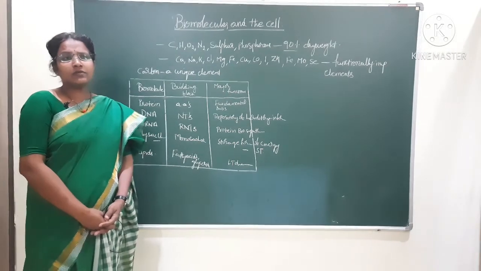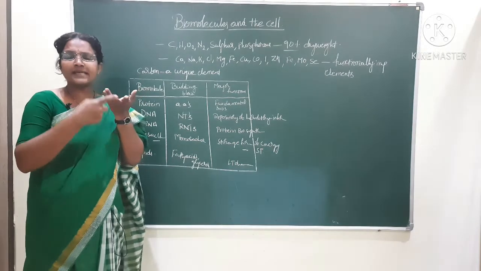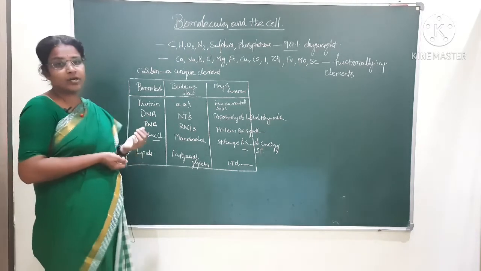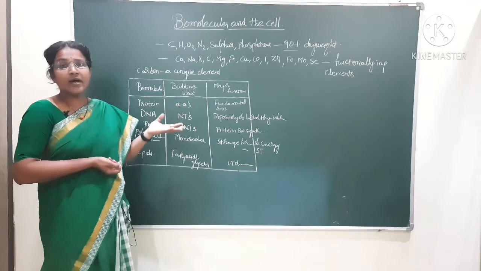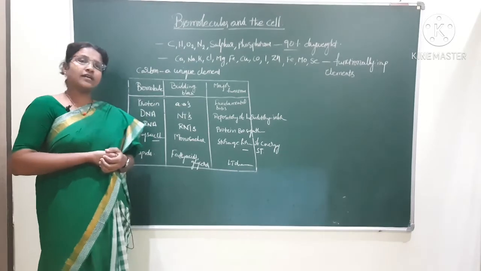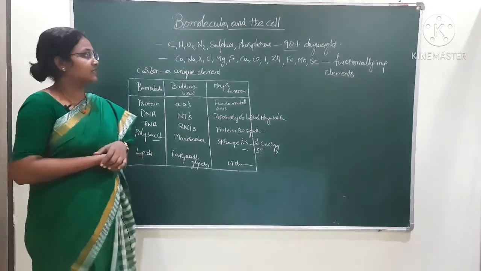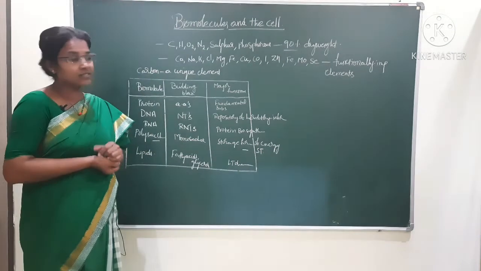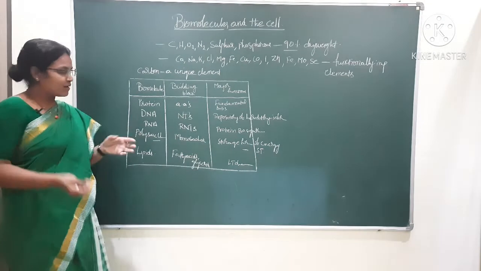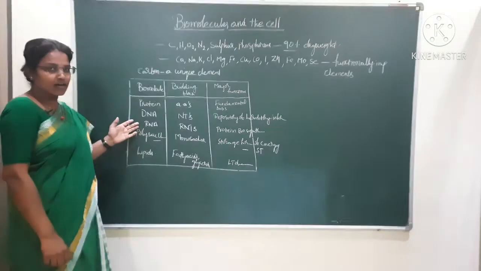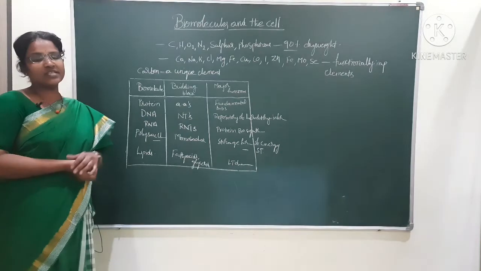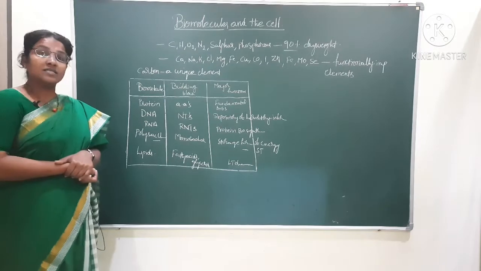Here the biomolecules, carbohydrates, proteins, lipids, we will discuss. That is the first chapter in physiological chemistry. And in endocrinology also, different types of hormones we will discuss. First, the biomolecules of the cell. Protein is one of the biomolecules; DNA and RNA are the nucleic acids; the polysaccharides are the carbohydrates; and the lipids. These are the biomolecules of the cell.